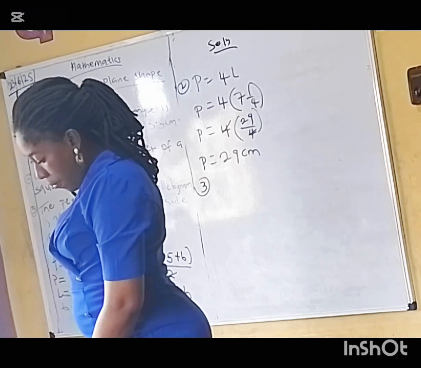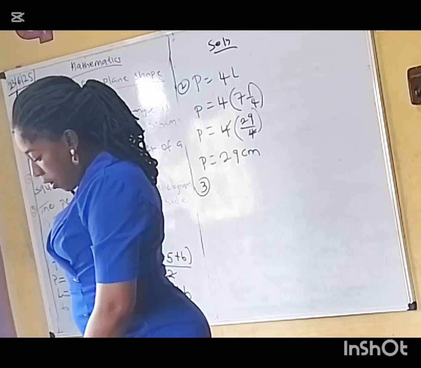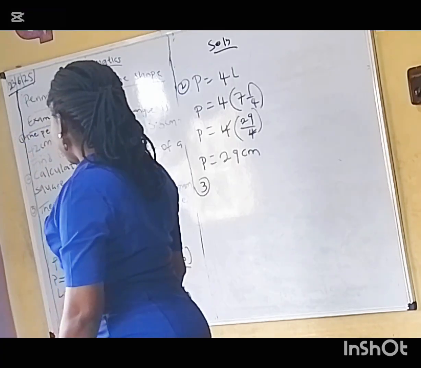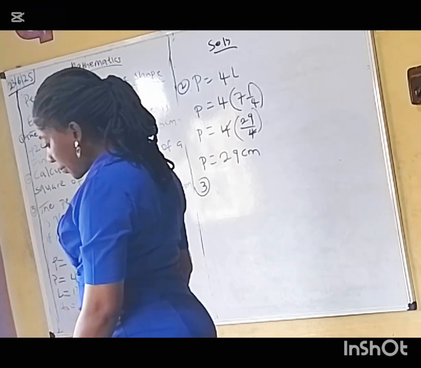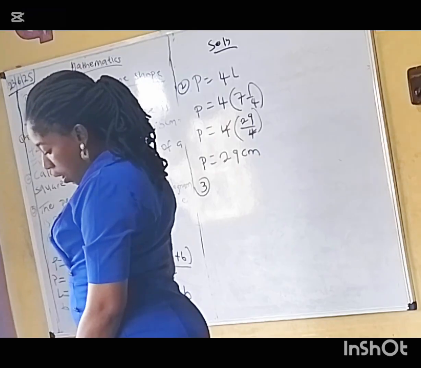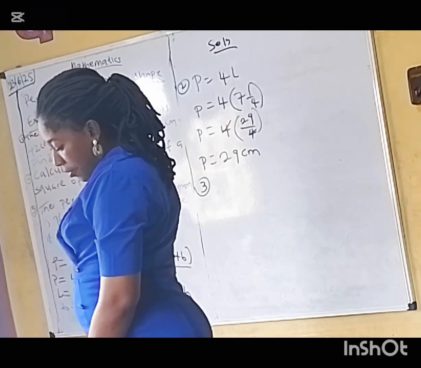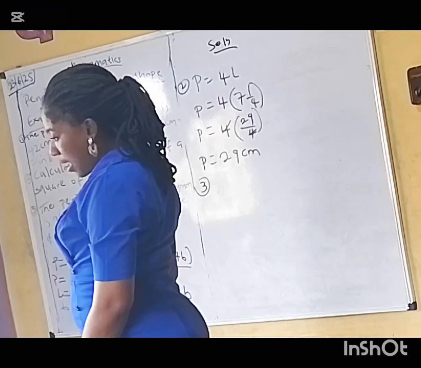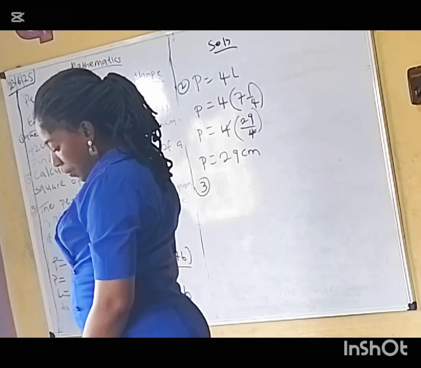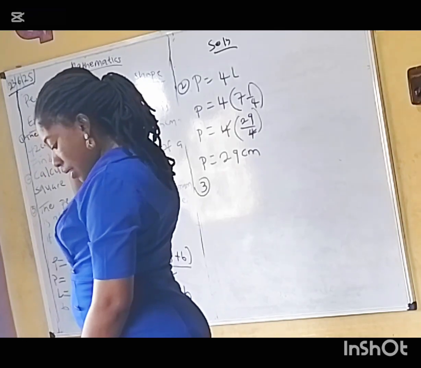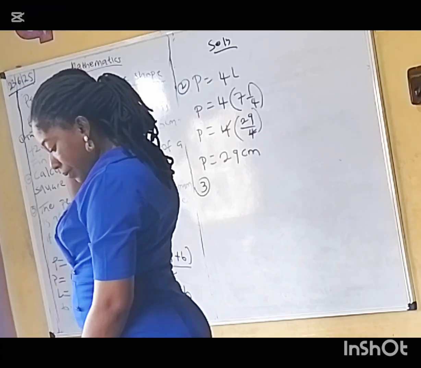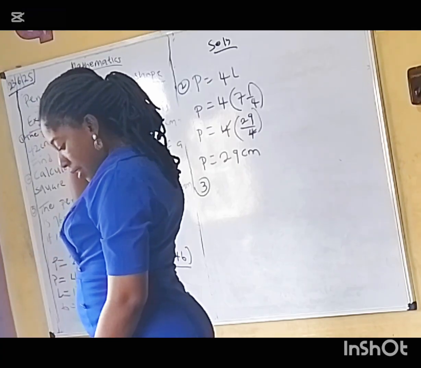If the sum of 3 sides is 17 cm, find the 4th side.